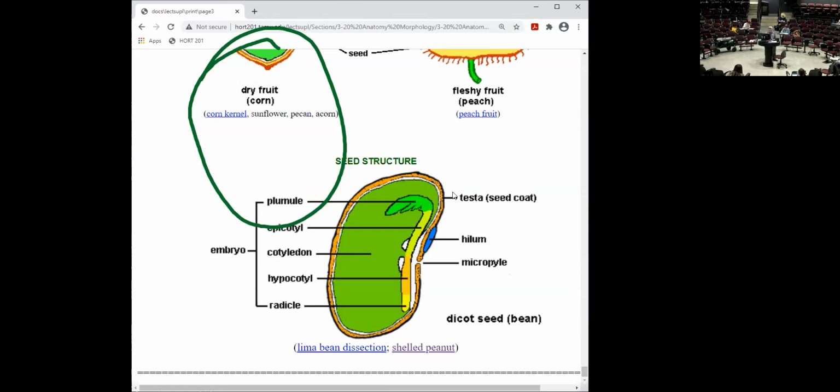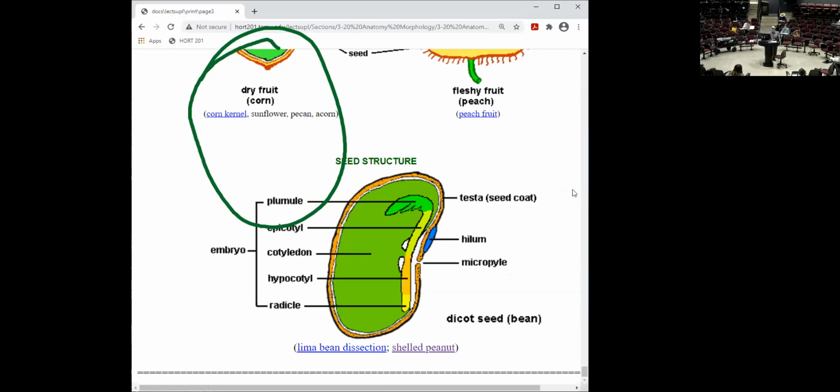Hey, how many halves in a pecan? 2. I wonder if it's a monocot or a dicot. Dicot. So next time you eat a seed where you crack it open, you get 2 halves. Say, hey, look, it's dicot here. Yeah. That's where we get the name.